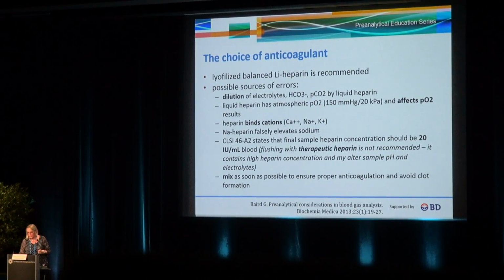The recommended concentration of heparin is 20 units per milliliter. And it is not recommended, and I know this is practiced in many hospitals and also in several departments in my hospital, to flush the syringe with therapeutic heparin. This is not recommended because the concentration of this heparin is much, much higher than what is recommended. Please do not forget that heparin also contains internal oxygen pressure, so the excess of heparin will increase dramatically the oxygen concentration in your sample, and you don't want to have this in your sample.